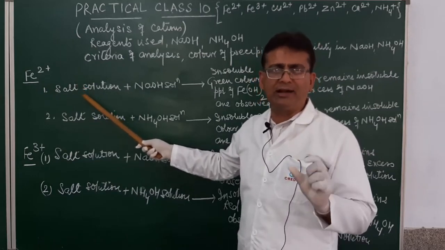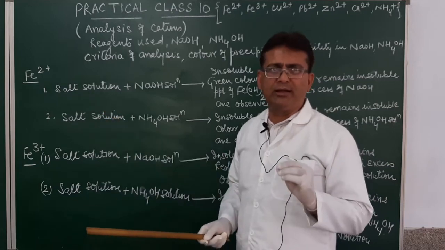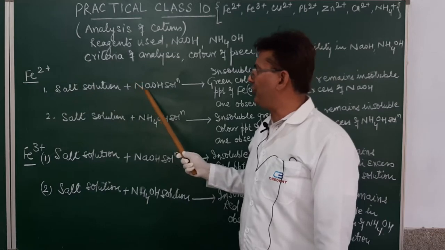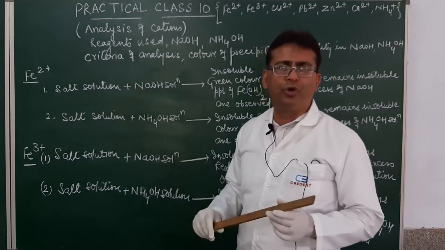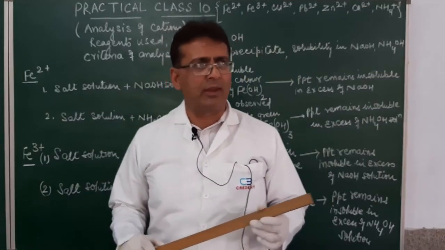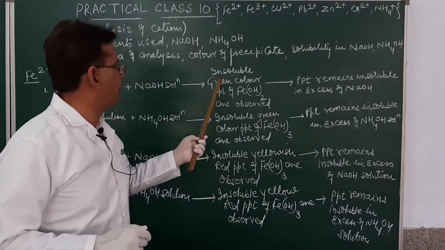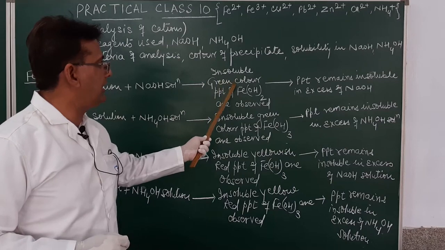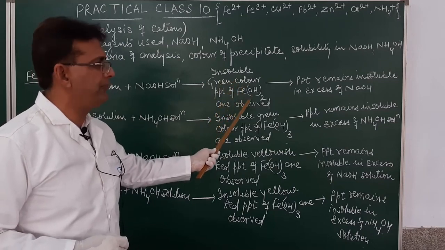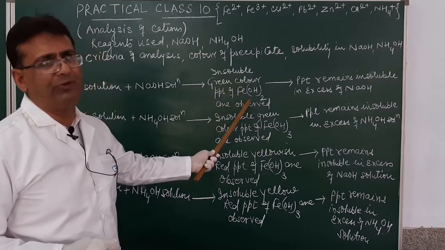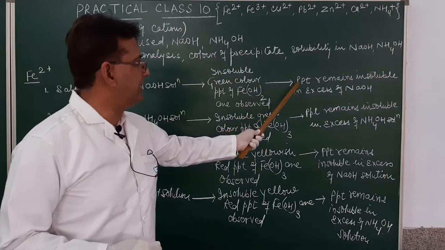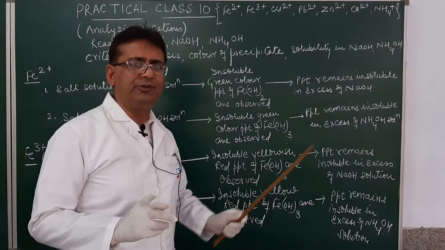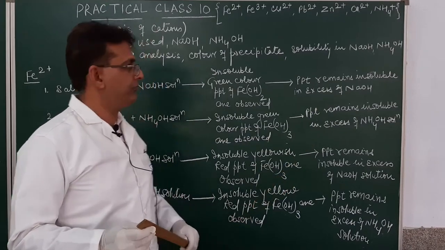We will take the salt solution of a ferrous salt. How do we prepare the salt solution? By dissolving the salt in water. To the salt solution, we add sodium hydroxide solution. And when we add sodium hydroxide solution, what do we observe? Insoluble green color precipitate of ferrous hydroxide is observed. This precipitate, when treated with excess of sodium hydroxide, still remains insoluble.